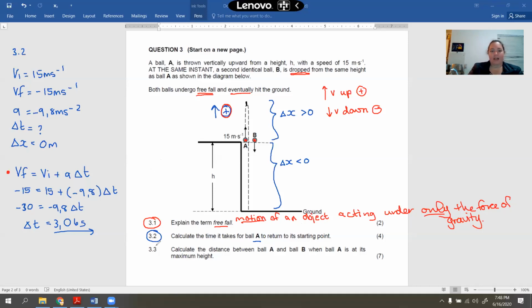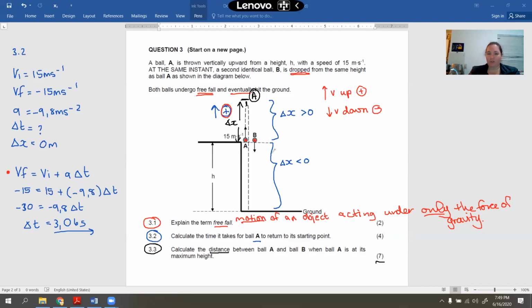All right. Then we've got a question, and this is probably the harder of the questions. As soon as something's worth 6 marks or more, I tend to find that you've got to think a bit. You are asked to work out the distance between ball A and ball B when ball A is at its maximum height. Since we're working out the distance between them, my logical thing would be to work out the maximum height that ball A reaches. So I'd know how high ball A was.